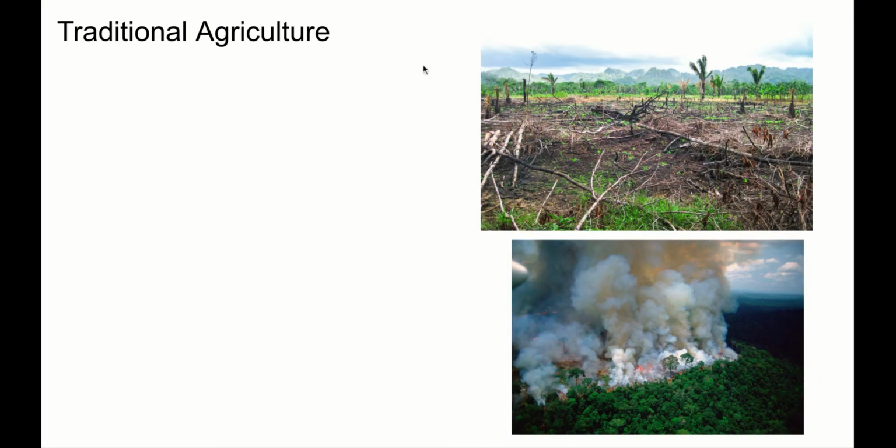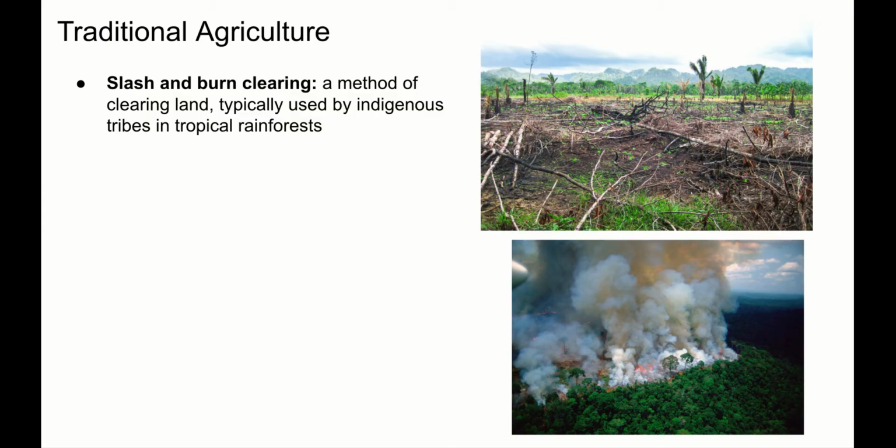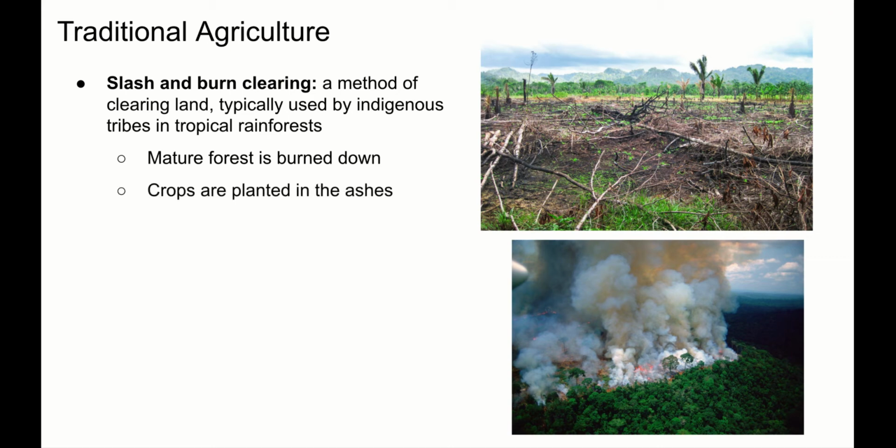One is called slash and burn clearing. So this is a type of land clearing. This doesn't have to do with what we grow or how we grow it. This has to do with how we clear the land and prepare it for growing. This is a method that has typically been used by indigenous tribes, specifically in tropical rainforests, and there's a reason for that. What happens is a section of mature rainforest is burned down, and crops are planted in the ashes.